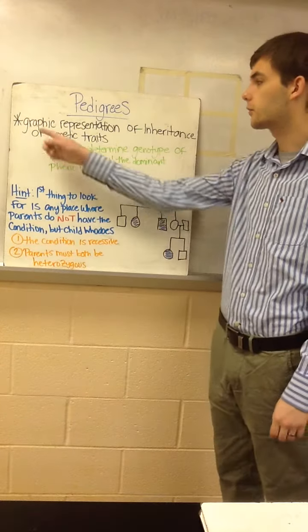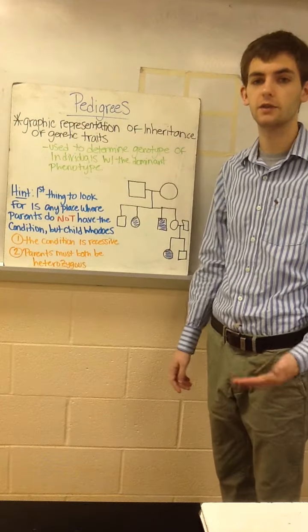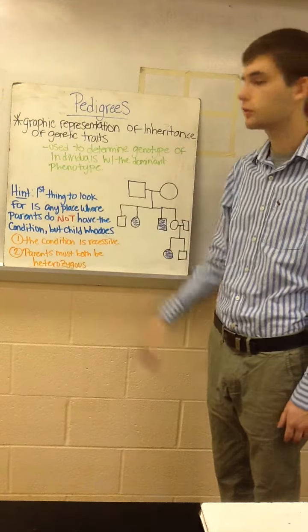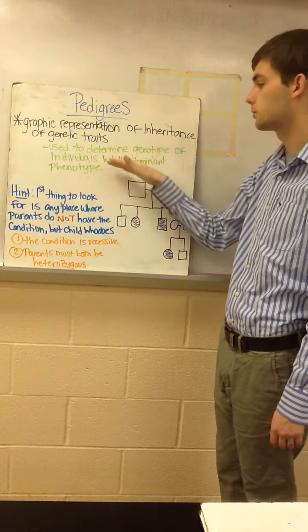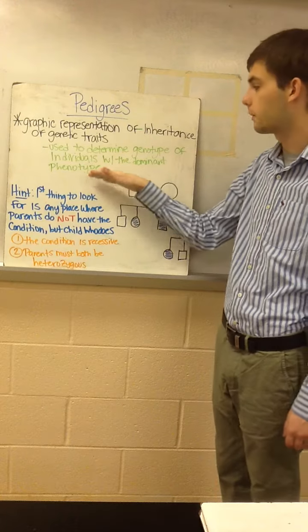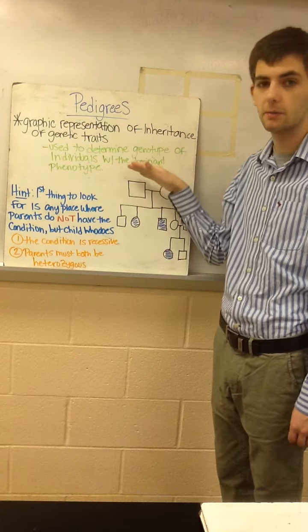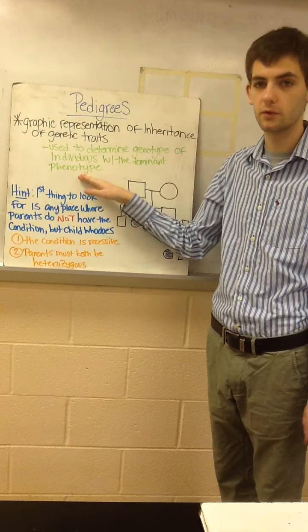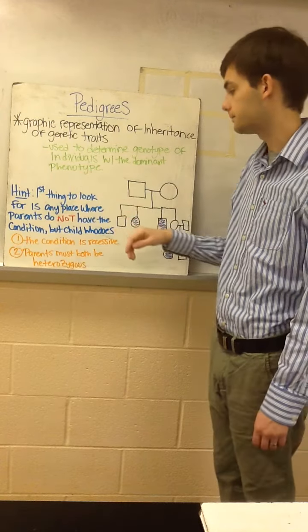A pedigree is a graphical representation of inheritance of genetic traits throughout generations. Pedigrees are used to determine the genotype of individuals with the dominant phenotype. Remember, genotype is the genetic makeup, so it's the combination of alleles, and phenotype is the physical appearance of an organism, or the physical trait.